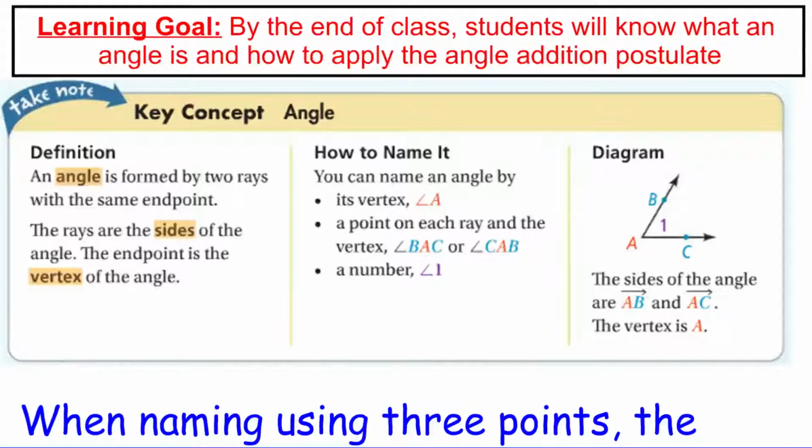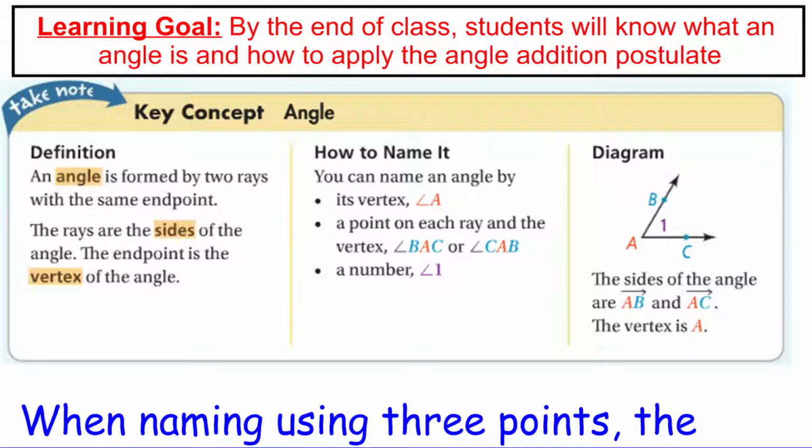In this video, we are going to be defining what an angle is, talking about how we name and discuss and diagram angles, and then we're going to look at something called the angle addition postulate, and hopefully we can get all that into one quick video. So let's start off by defining what an angle is.